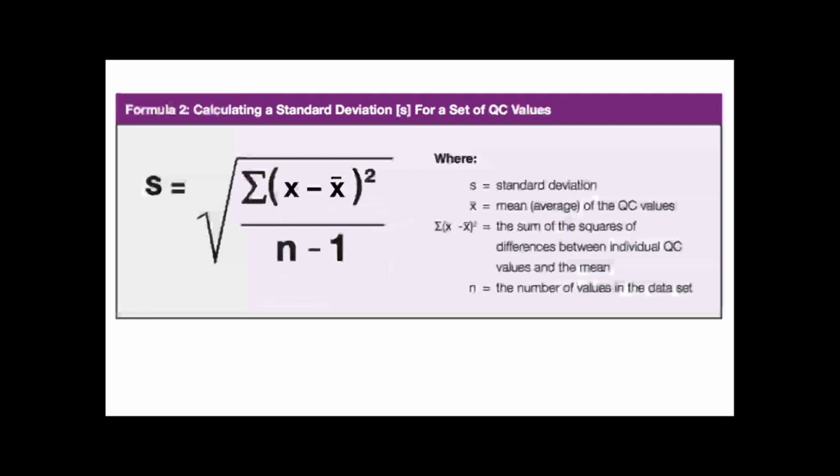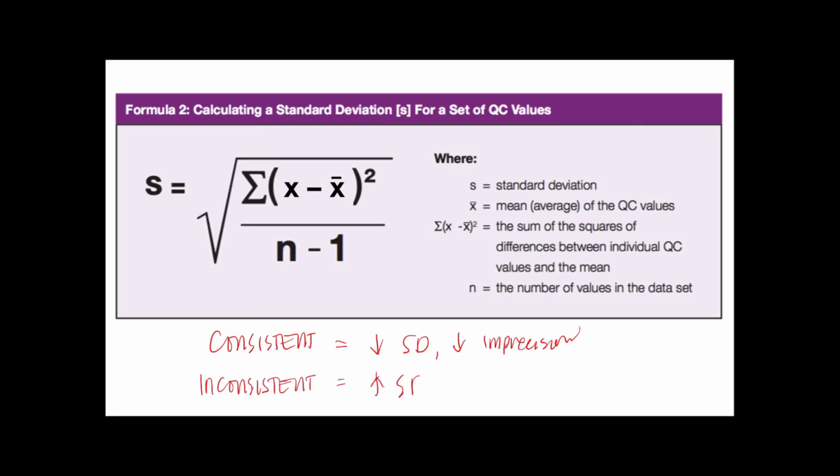For example, you will know that the repeatability of a test is consistent because you will get a low standard deviation, which also means low imprecision. But if the repeatability of a test is inconsistent, what you will get is a high standard deviation, which also means high imprecision. So that's for your standard deviation.